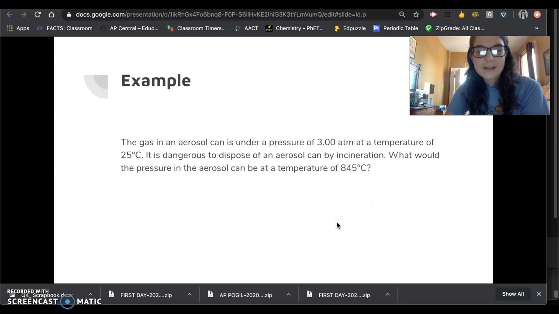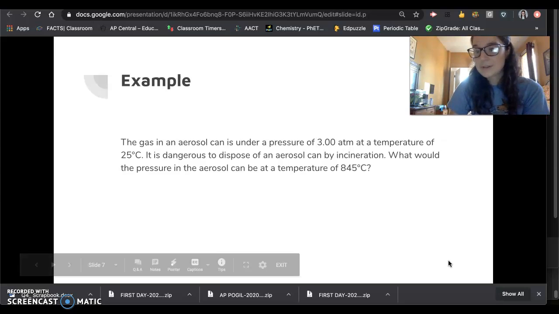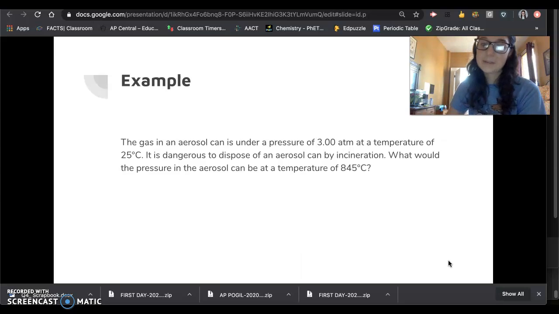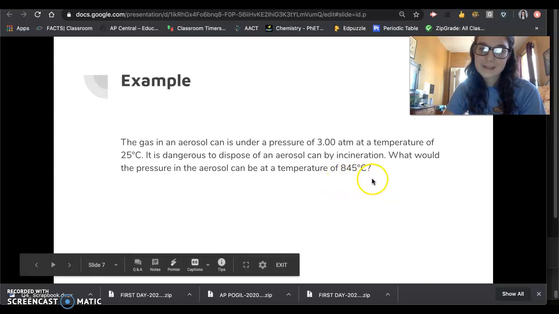So here we have a gas in an aerosol can. That means it's a rigid container under pressure of 3 atmospheres and a temperature of 25 degrees Celsius. It's dangerous to expose aerosol cans to high temperatures. Usually there's a warning on hairspray cans and things like that. But what would the pressure in the can be if we put it in some sort of oven or something at 845 Celsius?